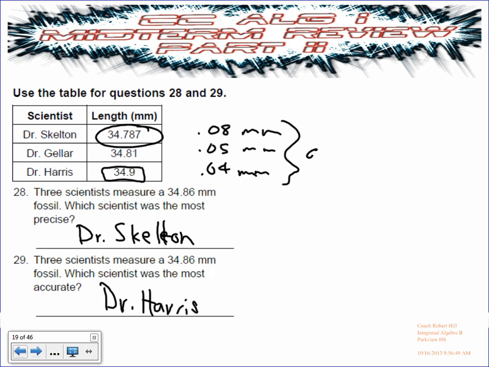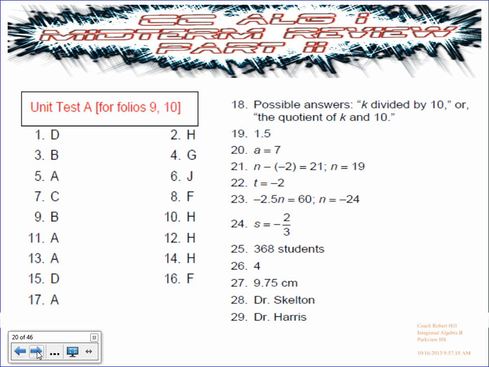So accuracy is determined by the difference between whatever your number is and the original amount. Precision is determined by the number of decimal places. All right, and then there's all your answers. You can check those as well.